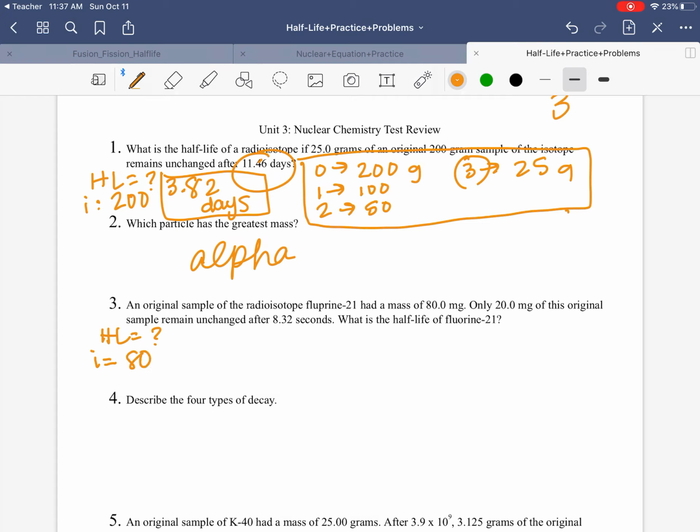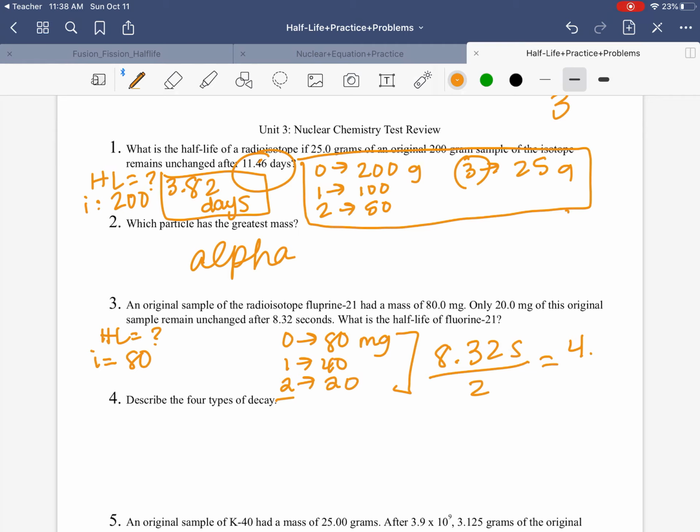So with no half-life, you're starting at 80 milligrams. 1 half-life, you're at 40. 2 half-lives, you're at 20, which is where you're stopping. All of this happened in 8.32 seconds. So you're going to do 8.32 seconds divided by the number of half-lives that happened, so 2. 8.32 divided by 2 gives 4.16 seconds for 1 half-life.